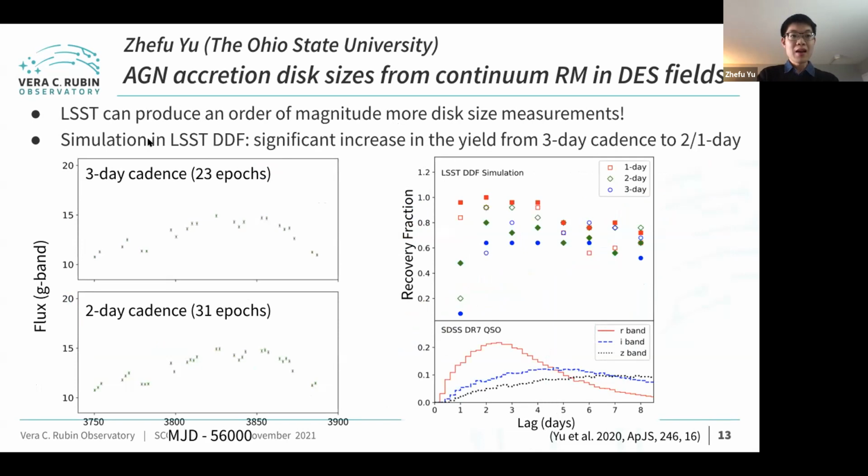So here the LSST deep drilling field can lead to a significant improvement in this field of study. The deep drilling fields also overlap with the DES supernova fields, which already have many years of photometric monitoring from DES and also spectroscopic monitoring from the OzDES survey. And the upcoming LSST observations would significantly increase the data quality on those fields.